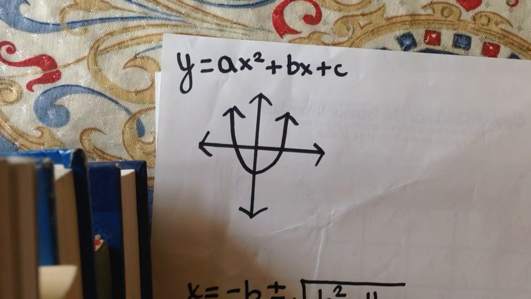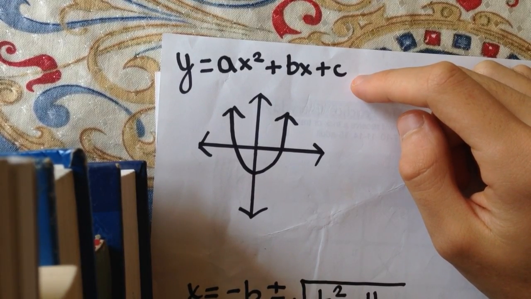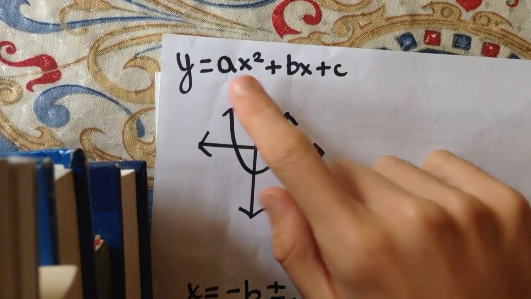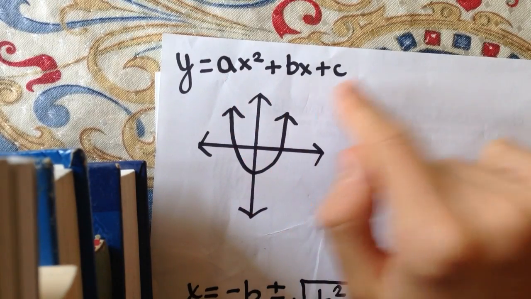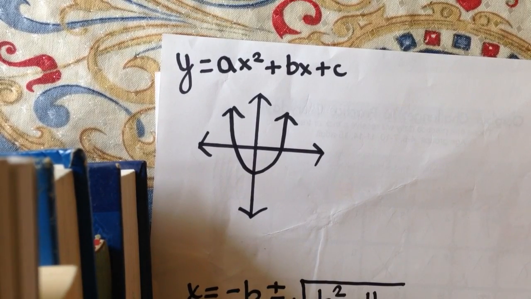The generic formula for any quadratic graph or equation is y equals ax squared plus bx plus c. And just remember, these coefficients, a, b, and c, are going to be useful in utilizing the quadratic formula.